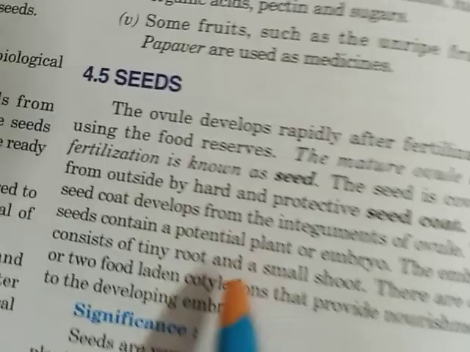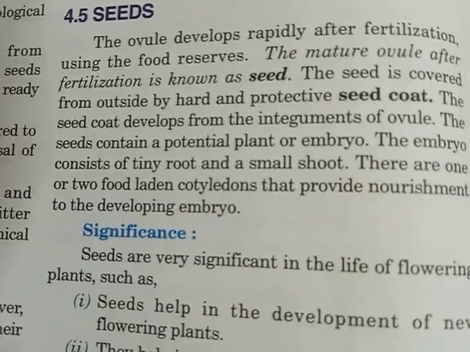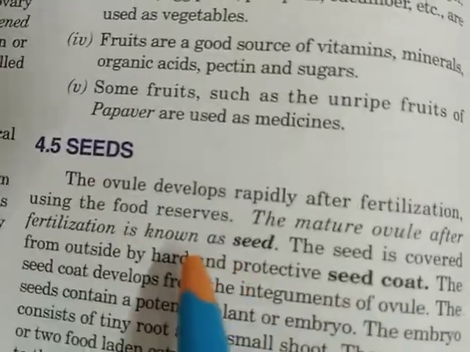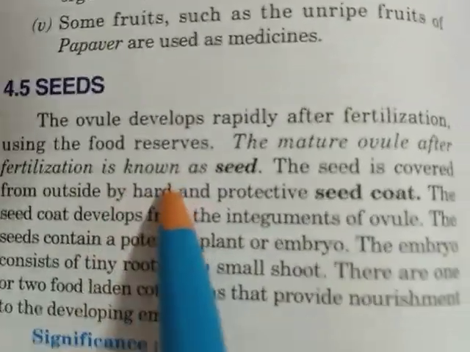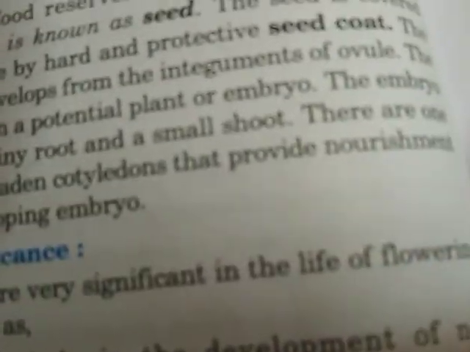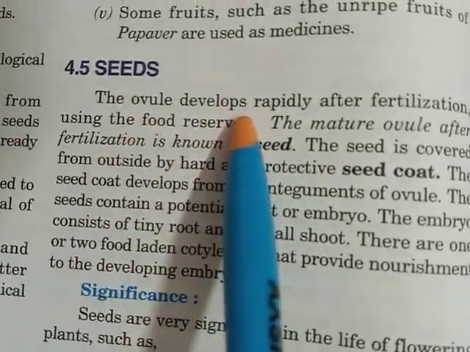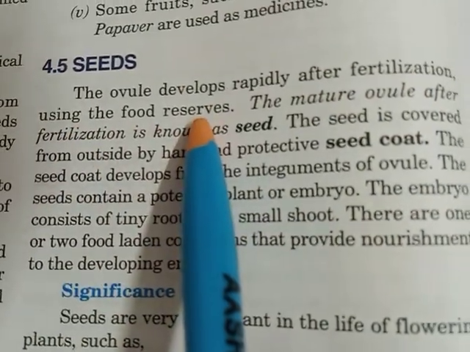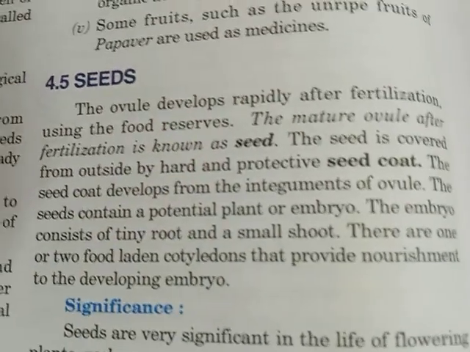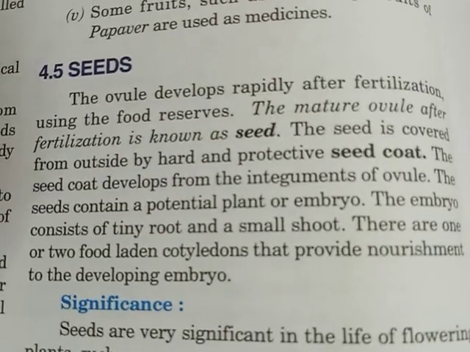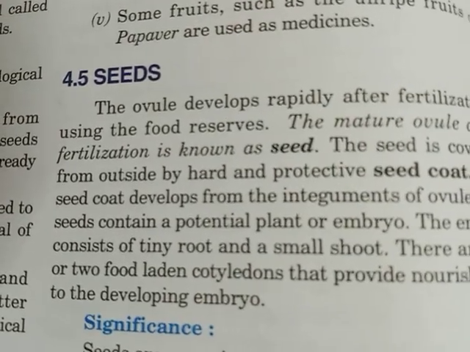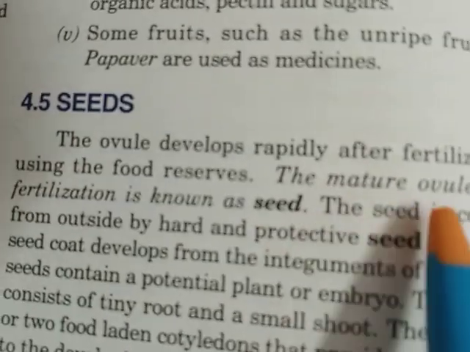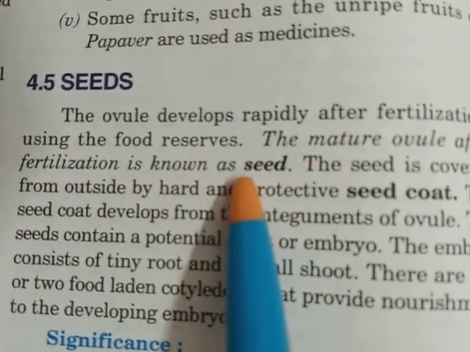Now about the seeds. A mature and ripened ovary is known as a fruit. In the same way, the mature ovule is known as the seed. The ovule develops rapidly after fertilization by using the food reserves. The food is reserved in the endosperm. The mature ovule after fertilization is known as the seed.